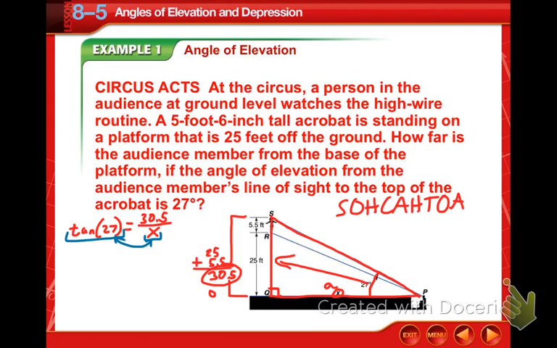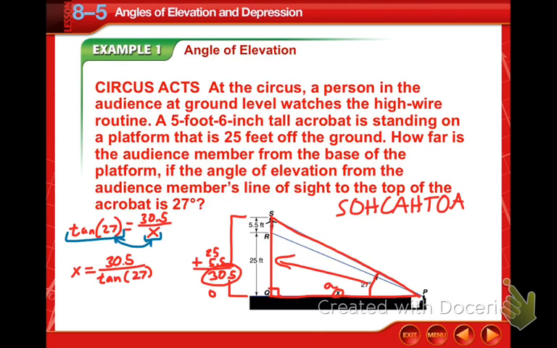That's what you're going to end up doing by doing that two-step process. It just makes it to where it's one step and you're done. It's easy. So x is equal to 30.5 over tangent of 27. Not 72, 27.